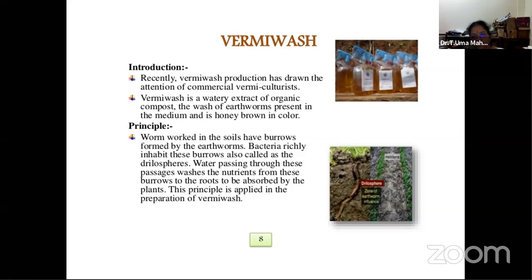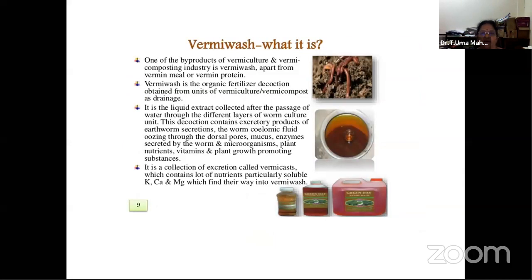When you apply water over the bed, you will get the brown liquid, which is nothing but the washing of the body of the earthworm along with the material. Everything is coming out, so it will have almost all nutrients present in the vermicompost. That is a ready-made tonic for the plant. It is a brown liquid from the earthworm's body, a byproduct which contains all the soluble potassium, calcium, magnesium, everything.